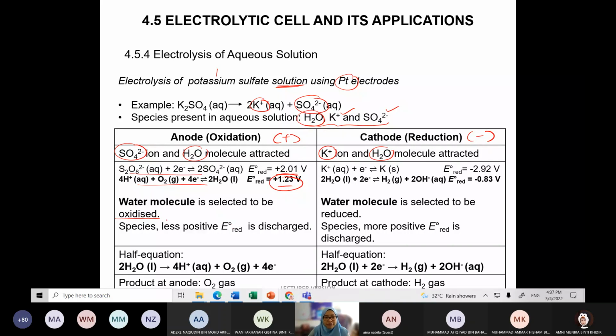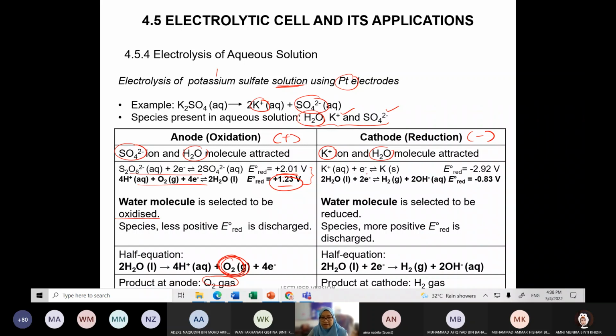Alright, so this is just for choosing, but you have to write the equation for the oxidation of water. So this is the equation for water. As you can see, you produce oxygen gas. So the product at the anode will be oxygen gas, and you will see, or observe, the bubbles of gas produced at the anode.